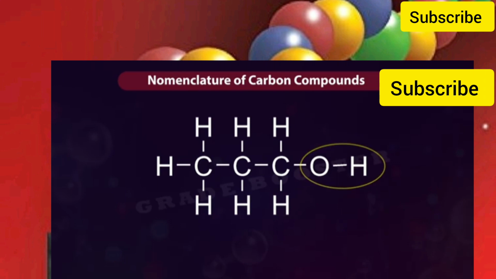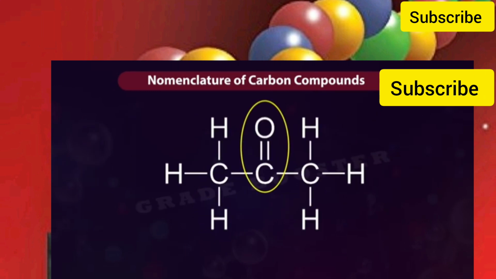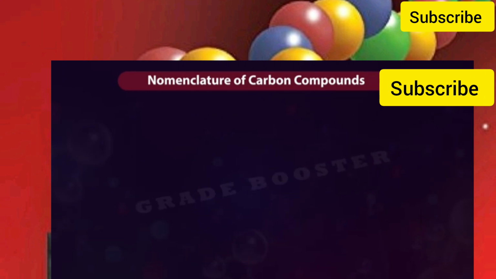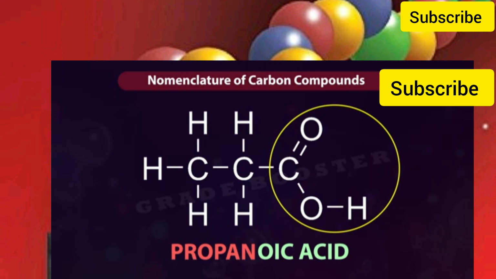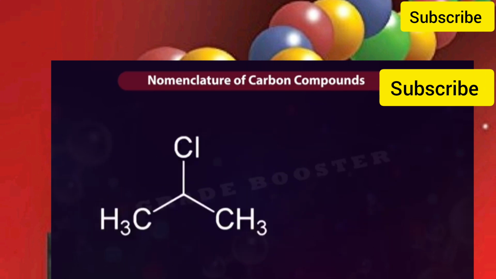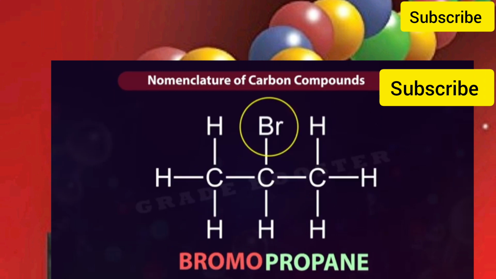If the functional group of a 3-carbon compound is alcohol, then the suffix becomes -ol. For example, propanol. If the functional group is ketone, then it becomes propanone. If the functional group is aldehyde, then this compound becomes propanal. If the functional group is carboxylic acid, then this becomes propanoic acid. If the functional group is chlorine, then it becomes chloropropane. And if the functional group is bromine, then it becomes bromopropane.